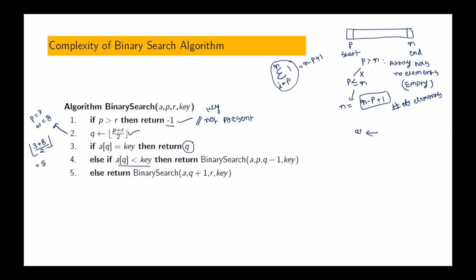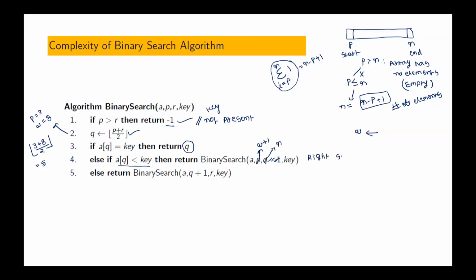Yes, sir. The key is on the right side. Right side means what do we need to write? Q plus 1 comma R. So this is P, this is Q plus 1, and this is R. Is it okay? Okay. So this is the right side.